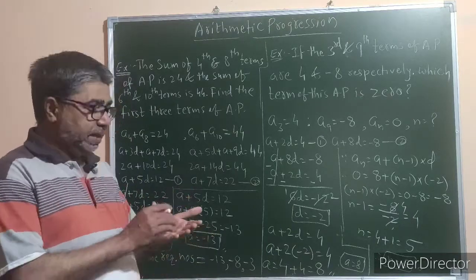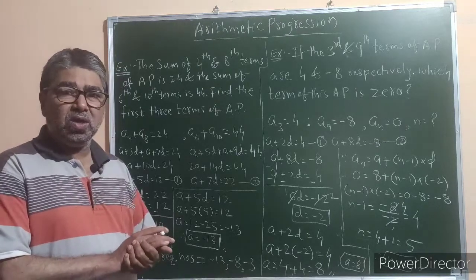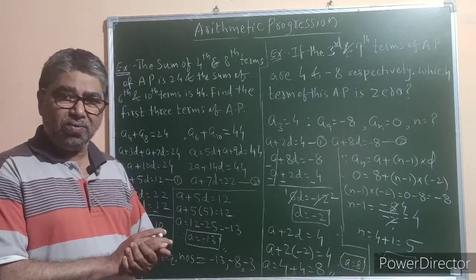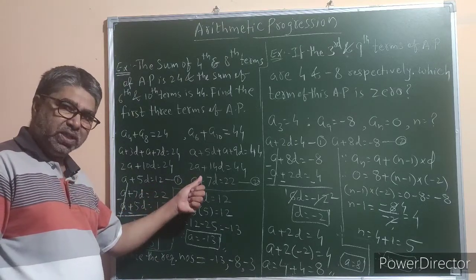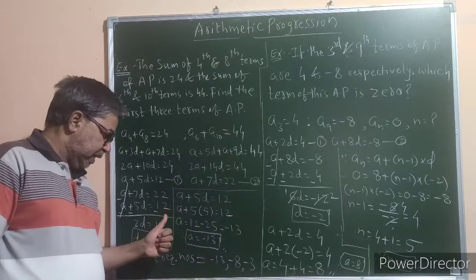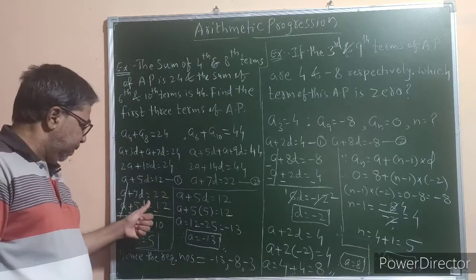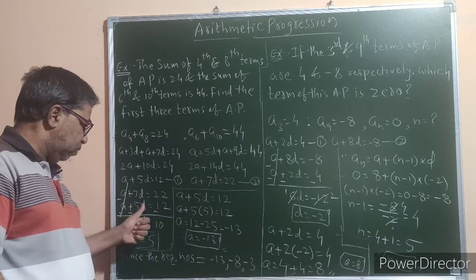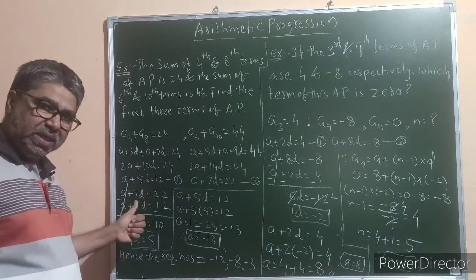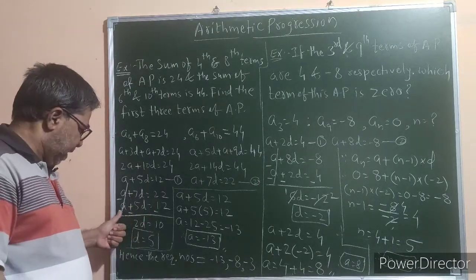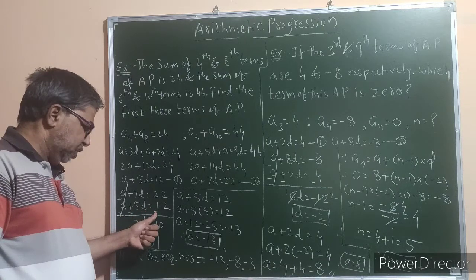Now after getting this pair of equations, let us solve them to find the value of a and the value of d. So by subtracting equation 1 from equation 2, we will get the value of d. How? A plus 7d is equal to 22. Below, write equation 1, that is a plus 5d is equal to 12. Subtract them. Subtraction, you know, is nothing but changing the signs and adding. This plus will be converted to minus. Again this plus will change to minus.